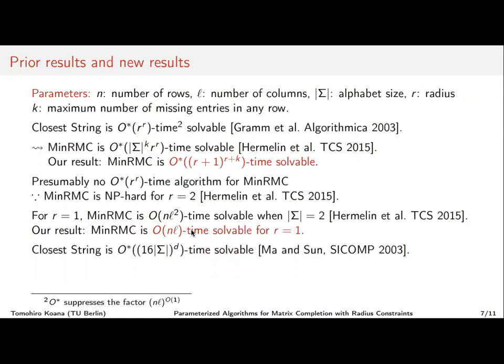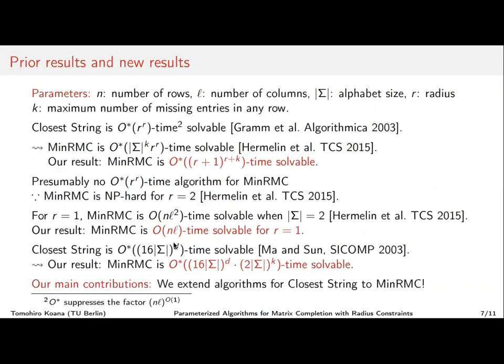And moreover, there's another result for closest string, which is faster for constant alphabet size. Sorry, where I wrote alphabet size as D, this D should be R actually. But we show that we can also adapt this algorithm to minimum radius matrix completion. So our main contribution is that we generalized what is known for closest string to our problem.